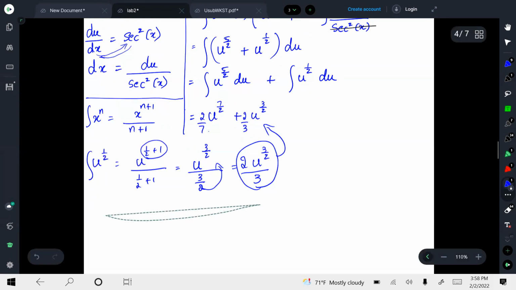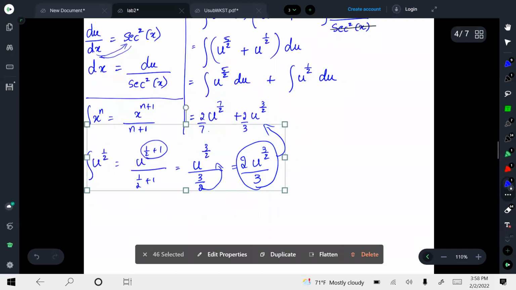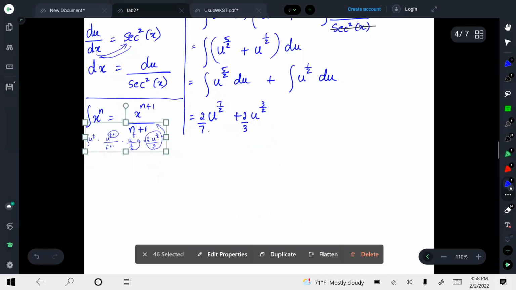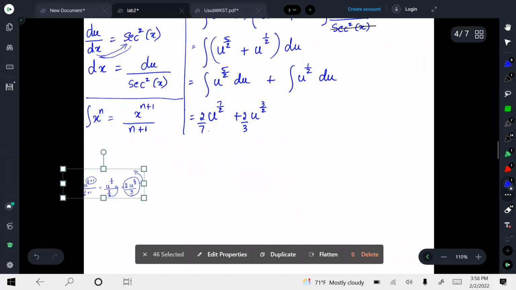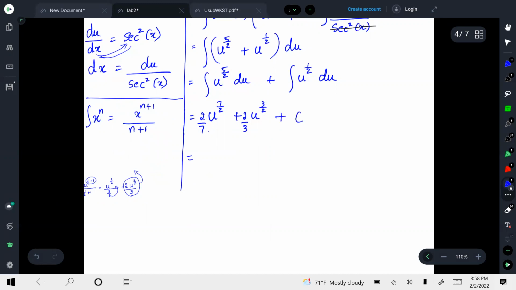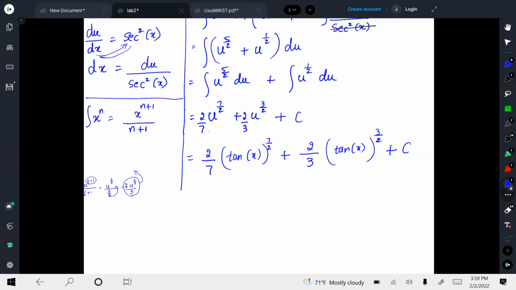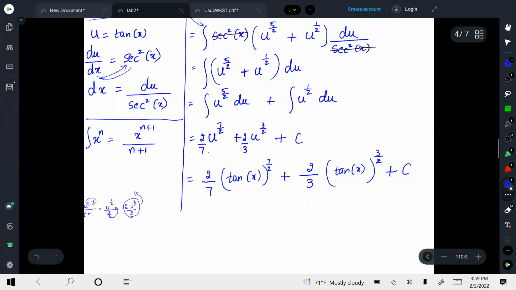Just erase this so that I can make some space. Plus c, because I removed the integral, so I am writing plus c. 2/7 tan of x, that was our first substitution, to the power of 7/2, plus 2/3 tan of x to the power of 3/2, plus c. That's your answer. I will give you a minute to write this.